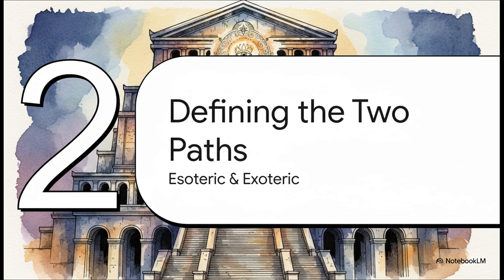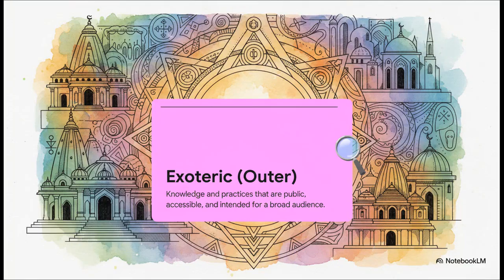So what do we call these two paths? Well, the ancient Greeks actually gave us the perfect words for them. Let's break them down. First up, you've got the exoteric. It comes from the Greek word for external, which makes perfect sense, right? This is the outer shell. It's the public version, the stuff that's accessible and meant for everybody. It's kind of like the user manual for an idea.